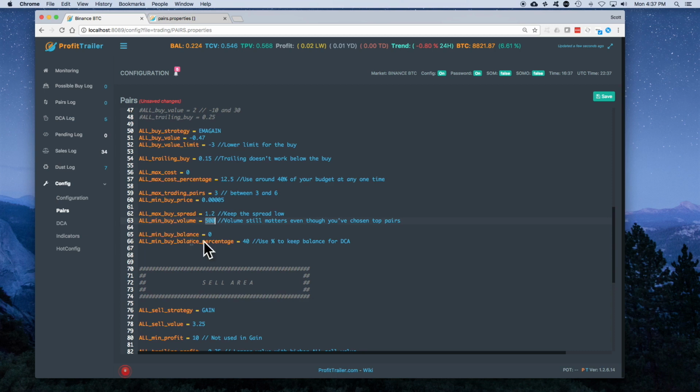Oh, here's the number I was looking for earlier, the min buy balance percentage. So this is the hard 40% of my balance that I would like to keep in the coin. I had that set lower, and I just changed it for the video to show you, so do what I say and not what I do. I think I had it at 10, but I increased it here because that is really what I believe you should do. And you keep the remaining balance, or 50% of your balance, for using in DCA.